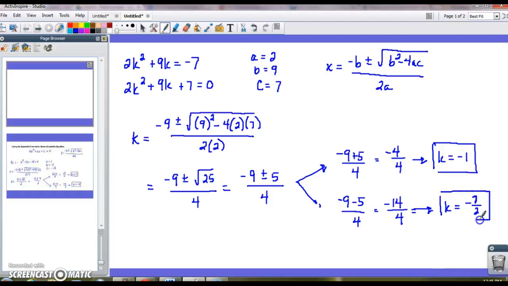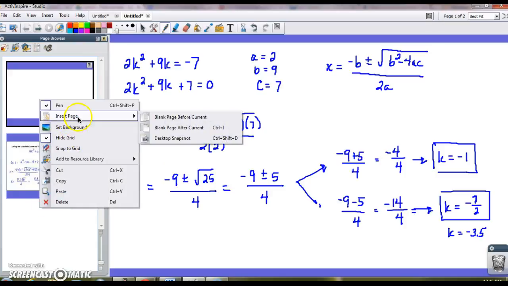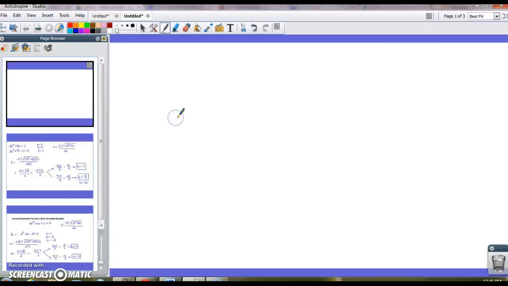If you wanted to, you could write it as a decimal. That's the same as k equals a negative 3.5. You can write it either way. But those are your two solutions. So sometimes you get integers, sometimes you get fractions. Sometimes you're going to get a solution that's not rational. You're going to have an irrational component to it, meaning what's under the radical is not going to be a perfect square. Let's do one of those examples.